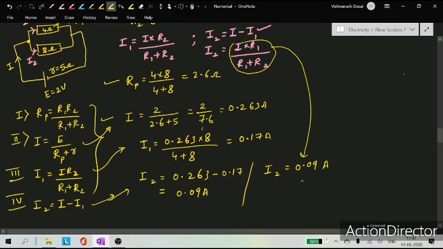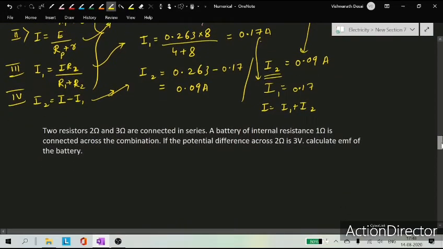And you can check whether it is correct or not by just adding this I2 value with I1. The I1 value what you got, 0.17, right? So if you add it, you're supposed to get the value of I. So I is equal to I1 plus I2 should satisfy this equation. If it is not satisfied, that means you are doing wrong. The answer what you got, that is wrong. Okay. So let us move on to the next problem now.